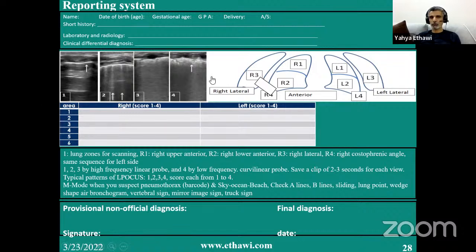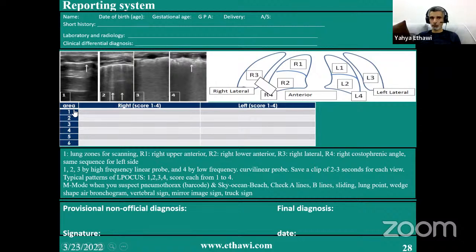So you need the history, you need to know your grading, and you need to know your locations. It's very important to document your locations. Once you finish your grading and your location, you need to organize it and do the 6 zones on each side. So these are the names: R1 or L1 and so on. You need to name it.